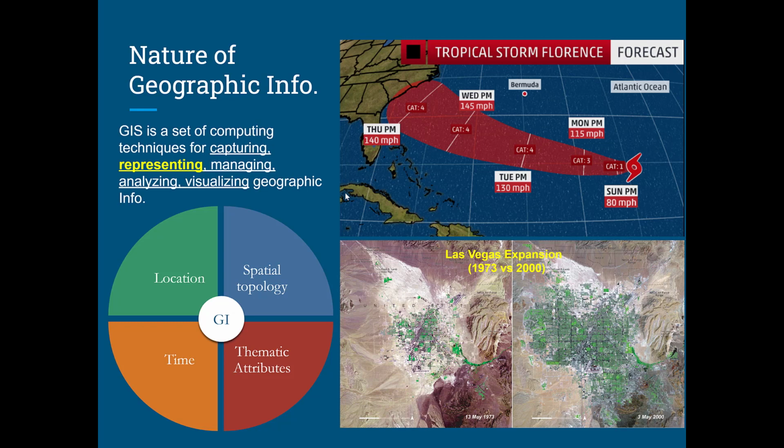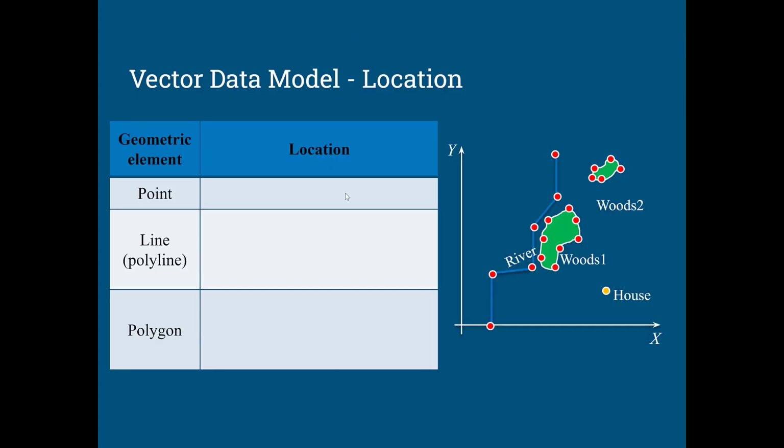So in this lecture, we are going to talk about the data model. But for any data model, we need to find a way to represent those 4 aspects, or at least location and thematic attributes. So keep that in mind: how does each data model represent those 4 aspects? Okay, so let's take a look at how the vector data model addresses this question.